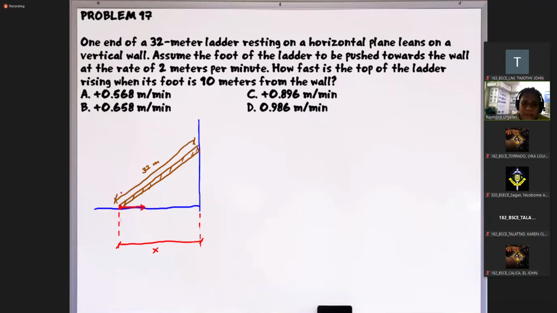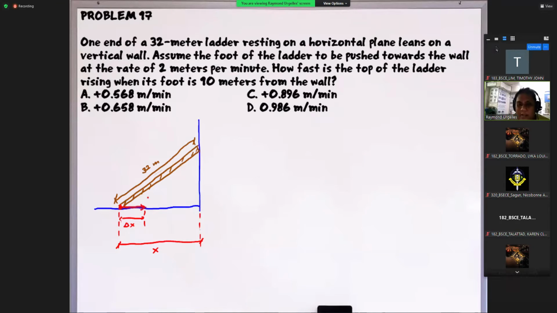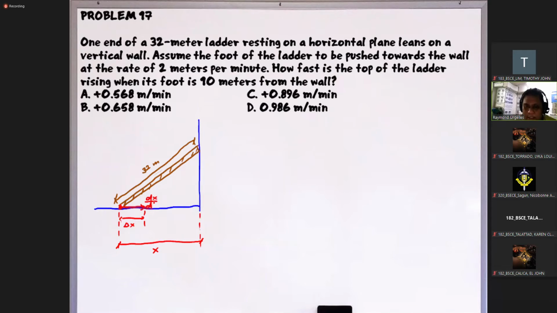So when we push it, for example, to this position, in this direction, we will have a change in x. So this is our change in x. Therefore, there's a rate of change of x with respect to time. Let's say the rate of change of x is given by dx/dt. That dx/dt is the rate of our pushing towards the wall. So dx/dt is simply equal to 2 meters per minute.